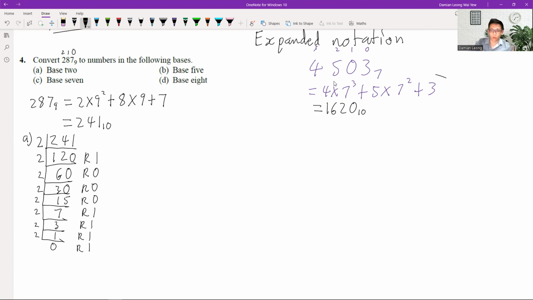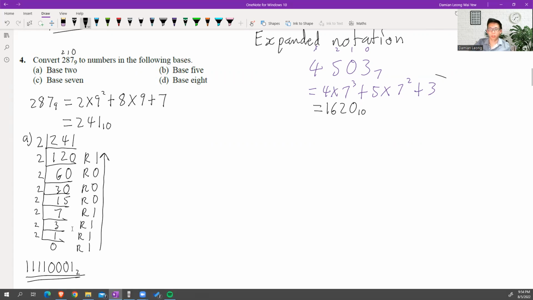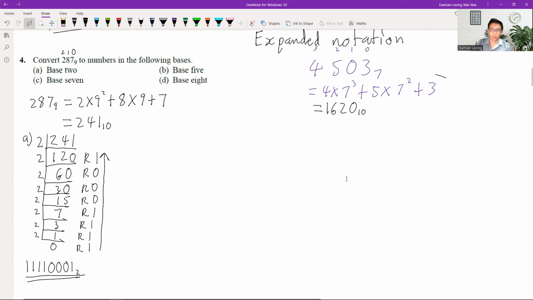So I take the remainder from bottom to top, not from top to bottom, bottom to top. So it will be 1, 1, 1, 1, 0, 0, 0, 1 in base 2. That is part A, convert to base 2. The same method is used for all the bases here, from base 10 to any of these bases.